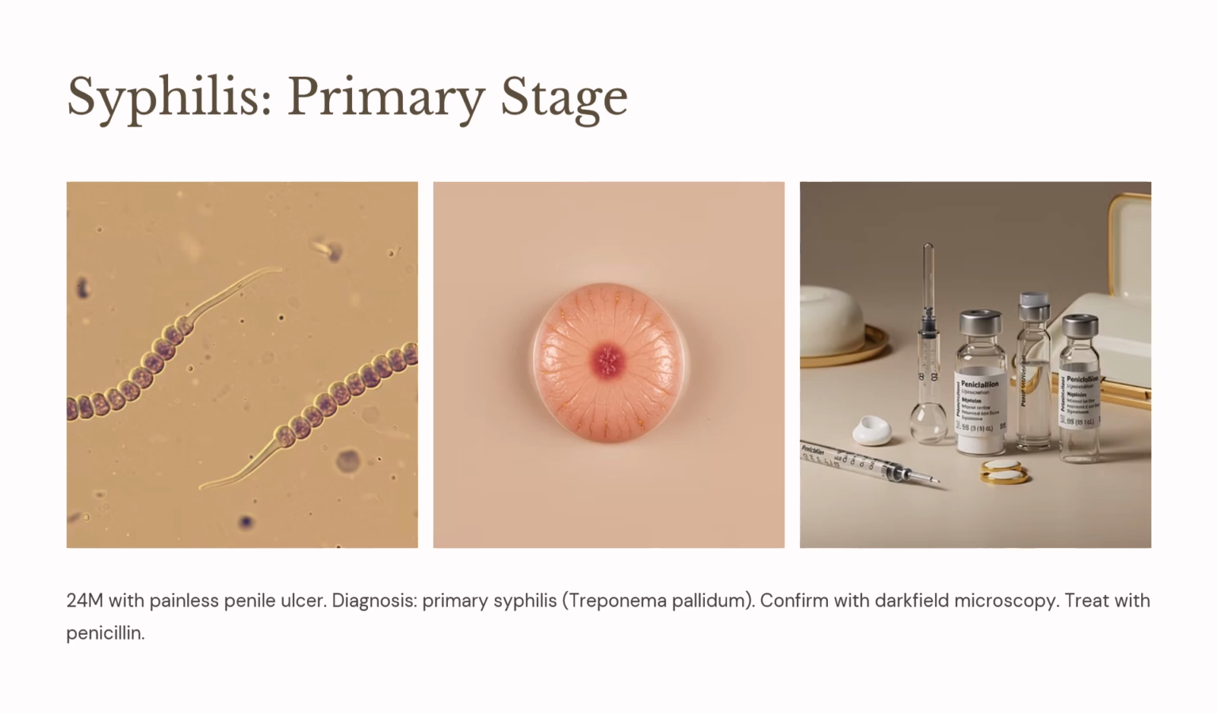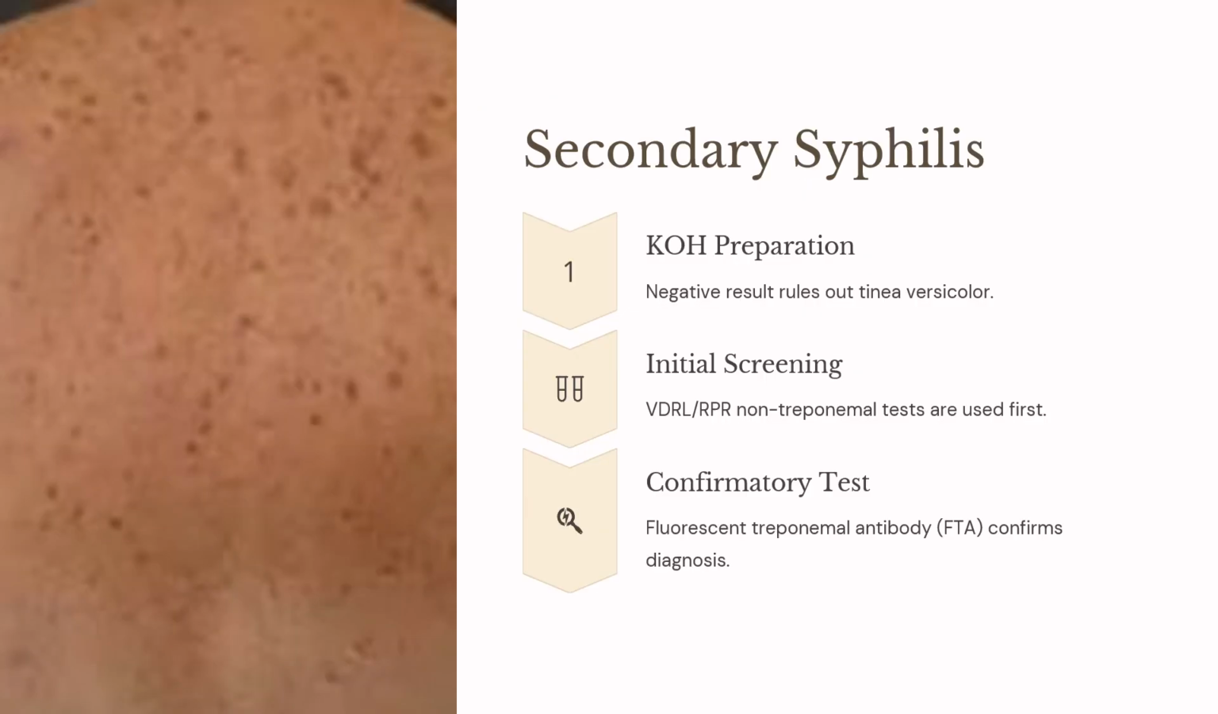So when there is a painless ulcer in the penile shaft, how will you confirm primary syphilis? Primary syphilis confirmation is by dark field microscopy. That's what you should know. There are many different ways to diagnose syphilis at each stage. In primary syphilis, it is confirmed by dark field microscopy to visualize the spirochetes. How is this treated? This is treated with penicillin.